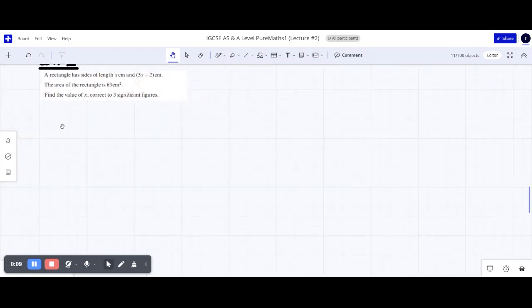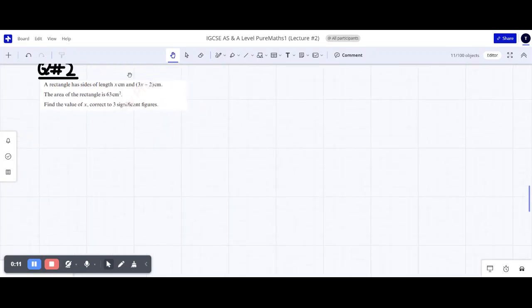A rectangle has sides of length x centimeter and 3x minus 2 centimeter. The area of the rectangle is 63 centimeters square. Find the value of x correct to three significant figures. So now the first one is solution.